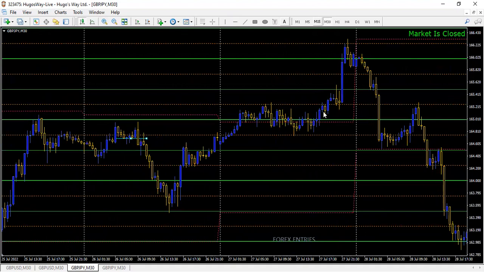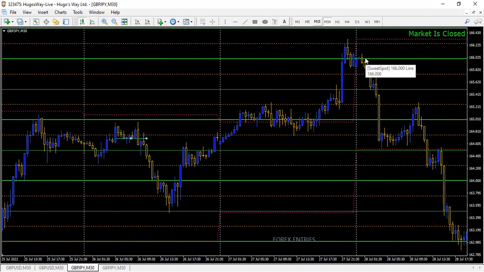But check this one out. Here we go, coming into Asian session. We come up here, we reject the 25, accumulate for a little while. Markets open up. We got engulfing right at the start of the new session. Okay, you could take an entry here.